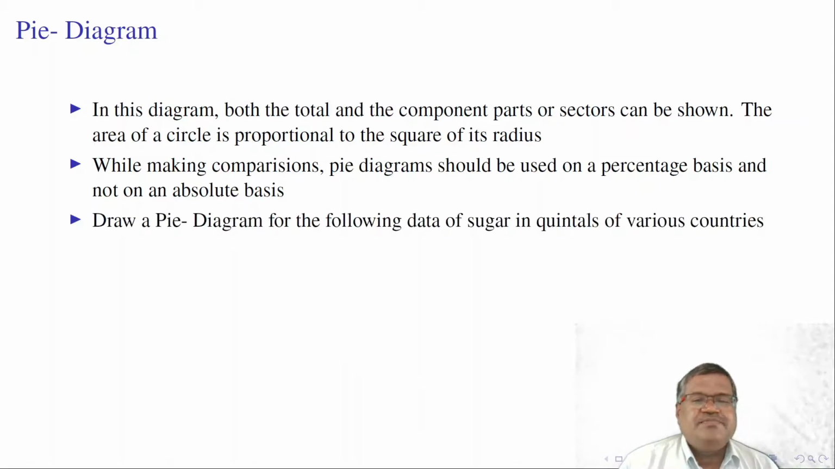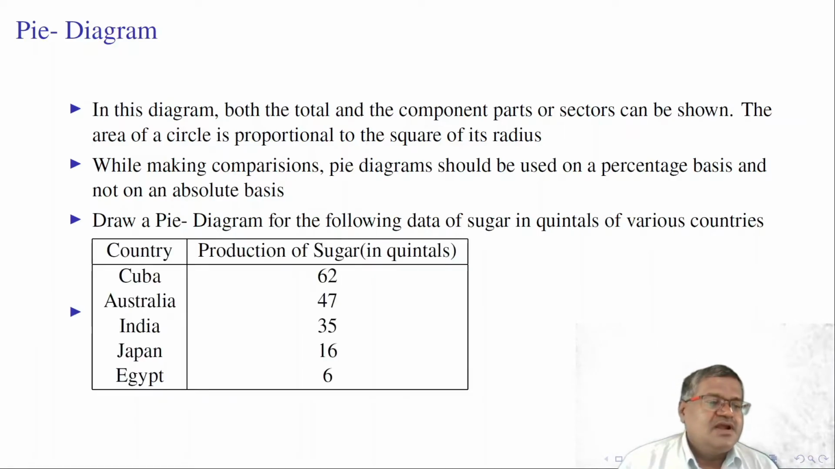Draw a pie diagram for the following data of sugar in quintals of various countries. Cuba 62 quintals, Australia 47 quintals, India 35 quintals, Japan 16 quintals, Egypt 6 quintals. This is production of sugar. Let us draw a pie diagram for this data.